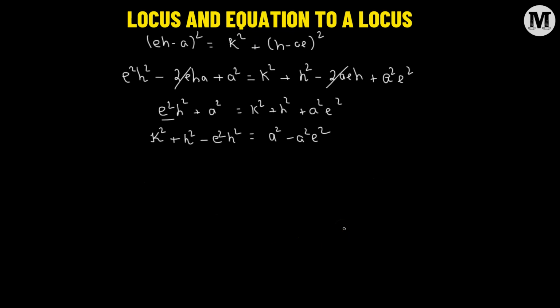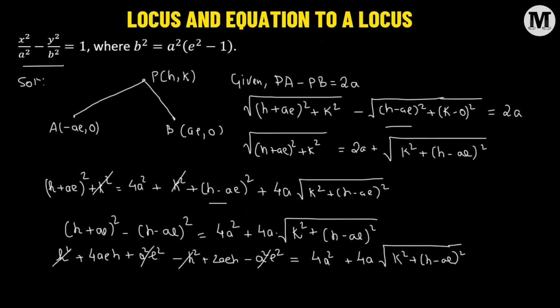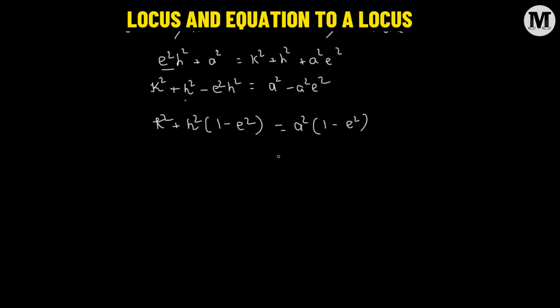Fine. Let's do one thing. We get K squared. Now from the second and the third term, if we take H squared as the common factor, this will be multiplied with (1 minus E squared). Whereas on the right hand side, if we take A squared as the common factor, this will get multiplied with (1 minus E squared). Now, in the problem itself, it was given that there is a relationship B squared equals A squared times (E squared minus 1). Let's write it down. We were given that B squared equals A squared times (E squared minus 1).